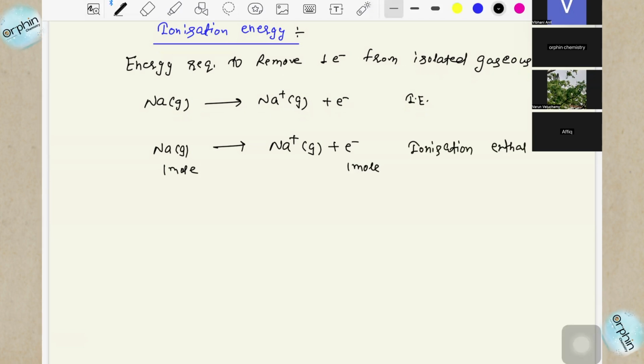The enthalpy term we use for 1 mole of the reactant. Okay, so ionization enthalpy is used for 1 mole of the reactant. Both are similar things only. Ionization energy is for one atom, enthalpy is for 1 mole of atoms. But their orders will be the same. If we are comparing ionization energy for two compounds, the ionization enthalpy order will also be the same. Okay.